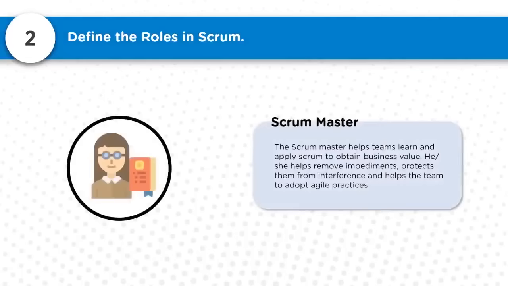The next role we can think of is the Scrum Master, who helps teams learn and apply Scrum to obtain business value. The Scrum Master helps remove impediments. An impediment is anything which can stop things from flowing smoothly. The Scrum Master protects the team from interference and helps the team adopt agile practices. Scrum is one of the methodologies for agile approaches and practices. Remember, the term agile itself is not a practice. It indicates that you move faster, become flexible, and respond to change. The Scrum Master should understand these dynamics, ensure the team understands them, guide the team to adopt these methodologies, and ensure the results are accomplished accordingly.